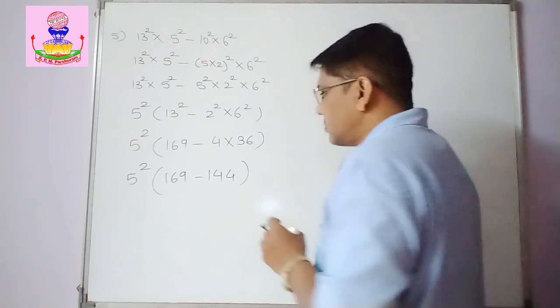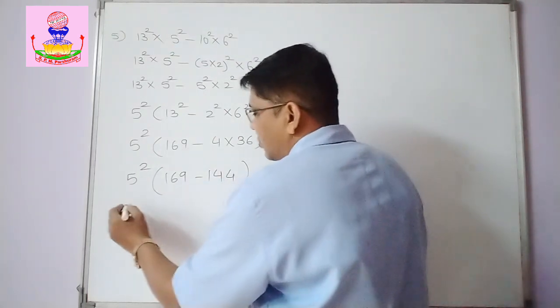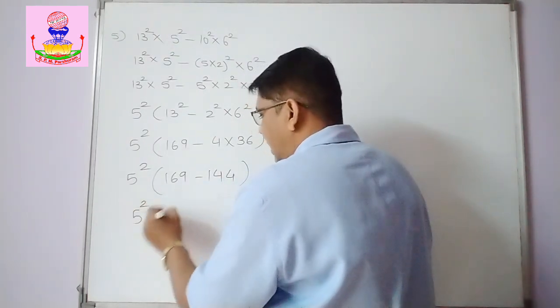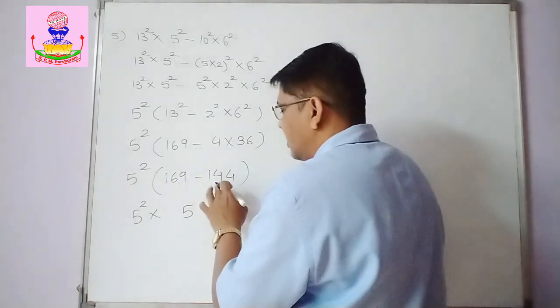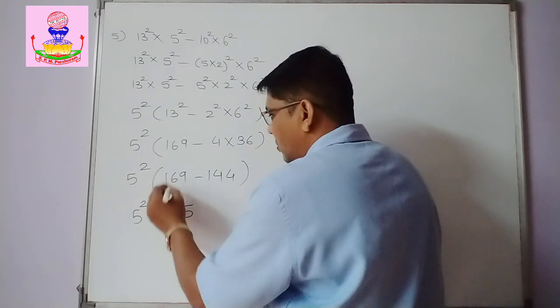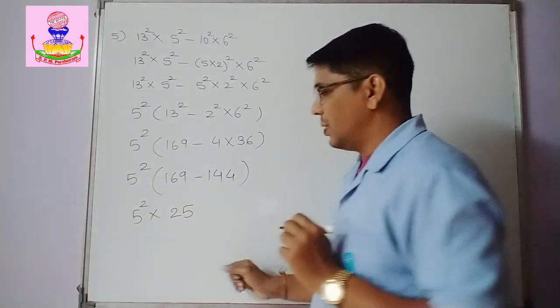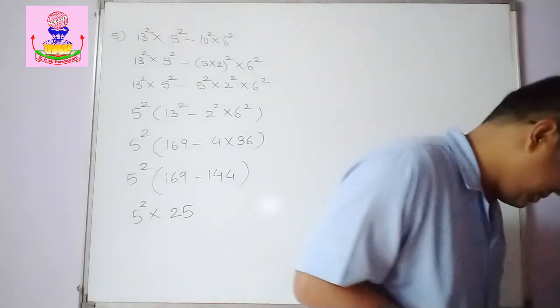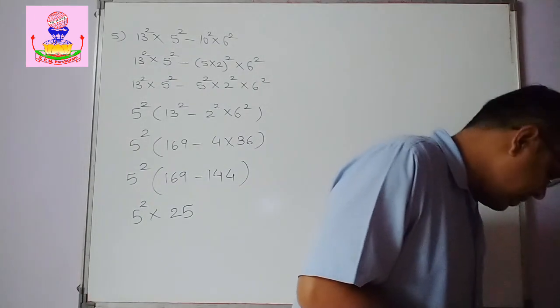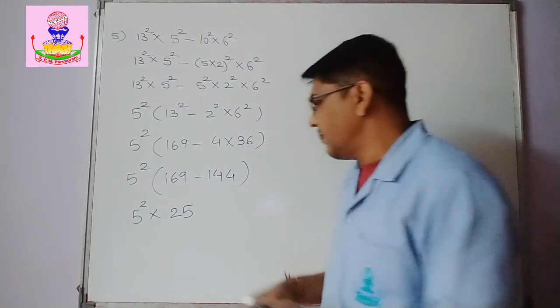Okay, now 169 minus 144: 9 minus 4, 5; 6 minus 4, 2; 1 minus 1, 0. So 5 is to 2 into 25. What is the expected answer? Is it in powers? Yes, it is in powers.